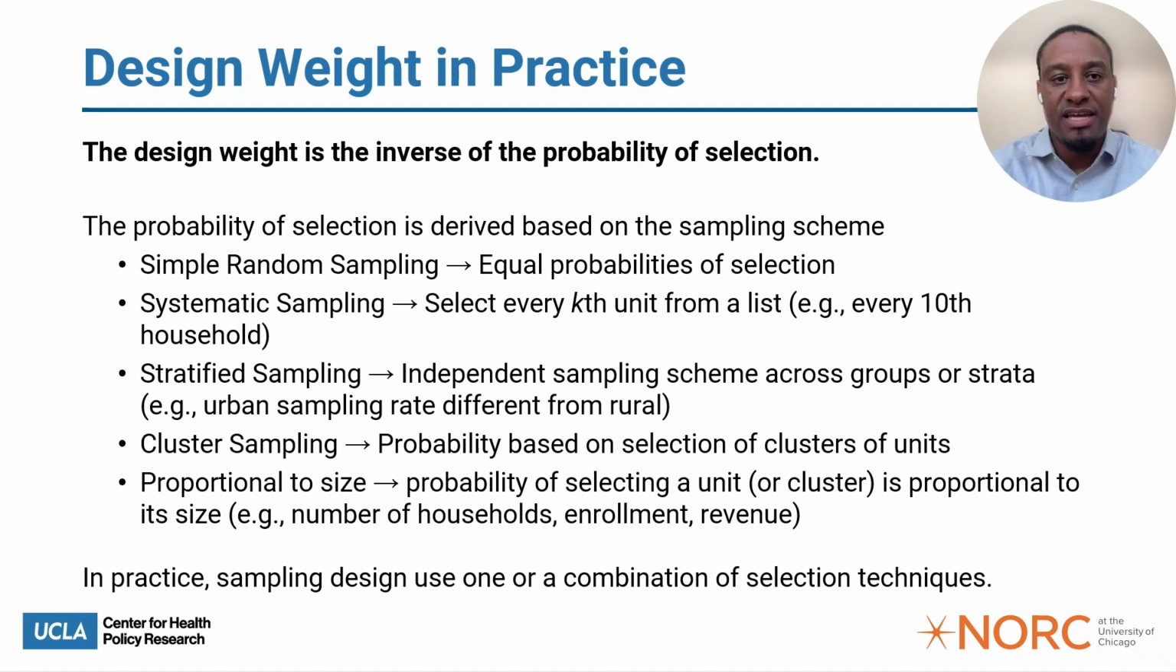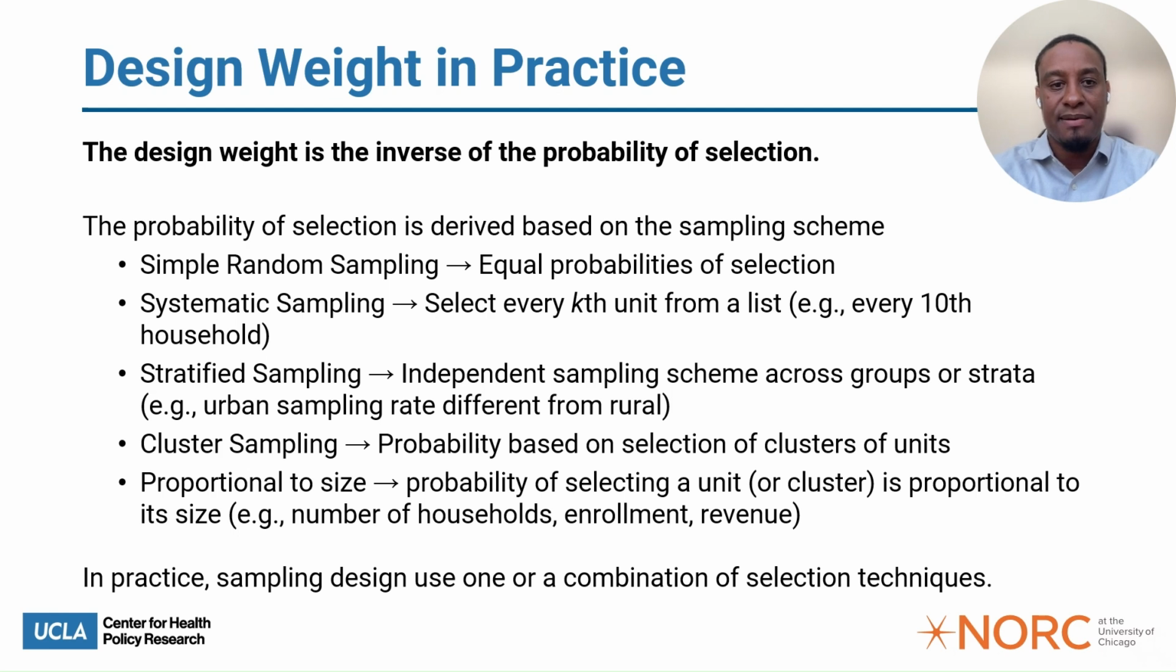The design weight is the inverse of the probability of selection. So the question is, how do we obtain the probability of selection? The probability of selection is derived from the sampling technique used. Here on this slide, I listed commonly used sampling techniques. The first one is simple random sampling. In this technique, every unit in the population has the same probability of being included in the sample. The second technique is systematic sampling.